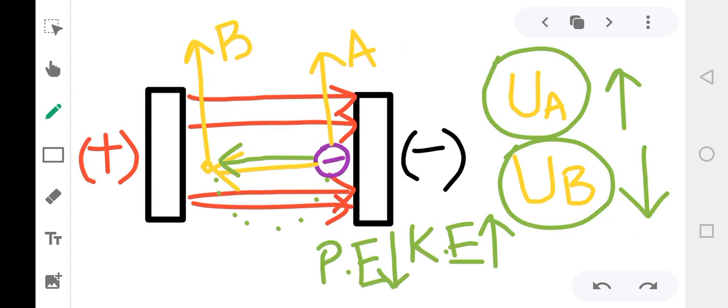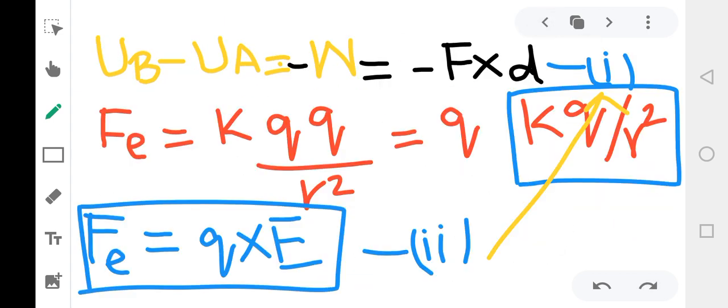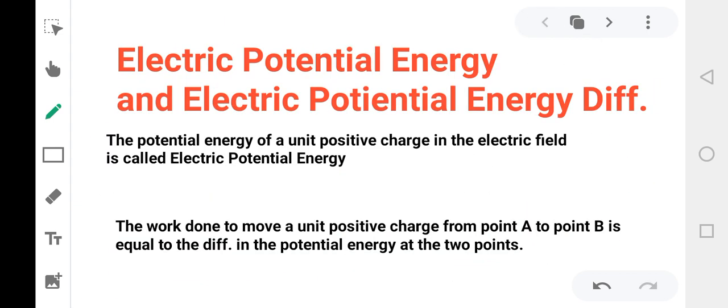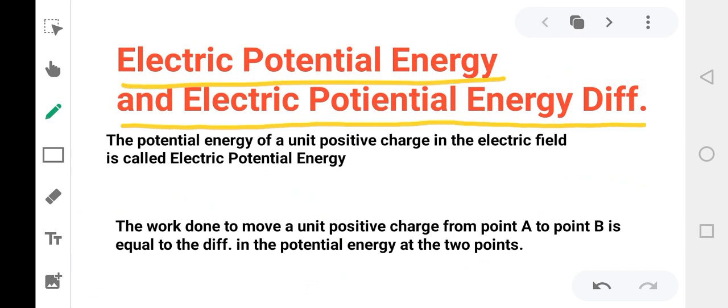In today's lecture we have studied nothing but a simple topic, electric potential energy and electric potential energy difference. I hope that you have understood this lecture.